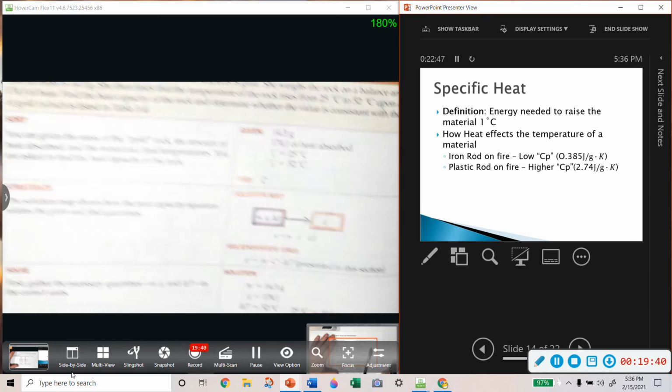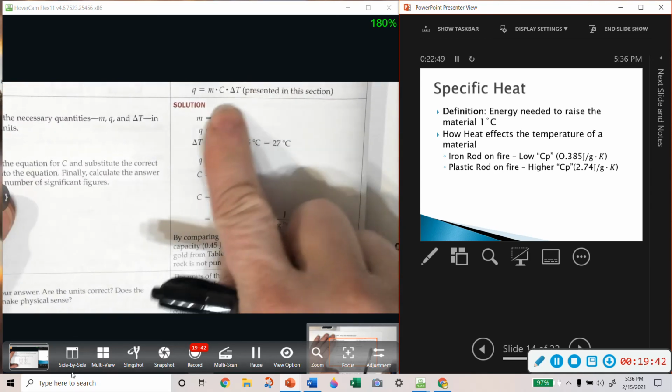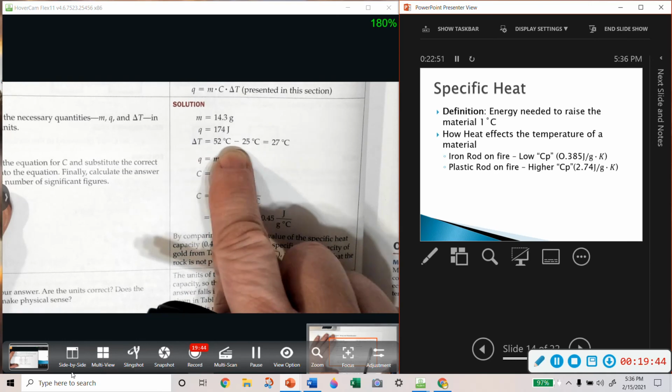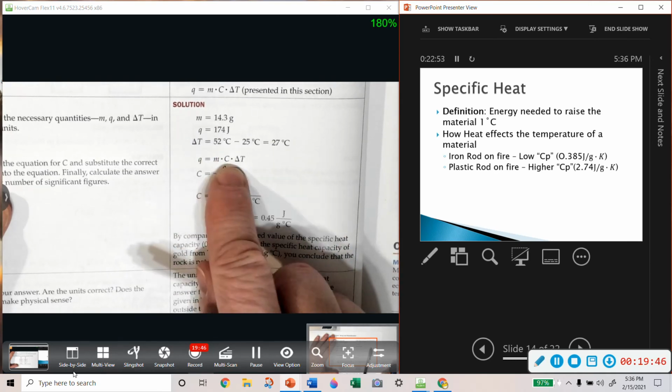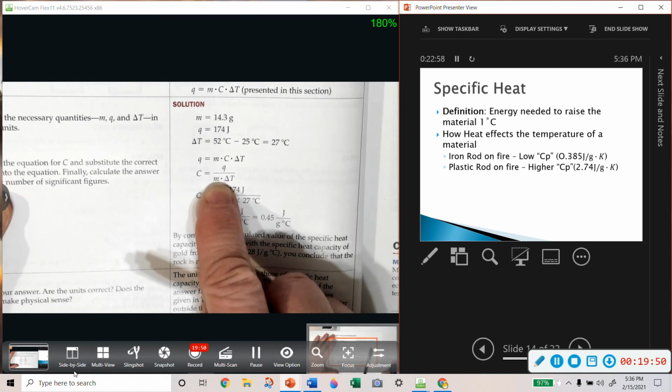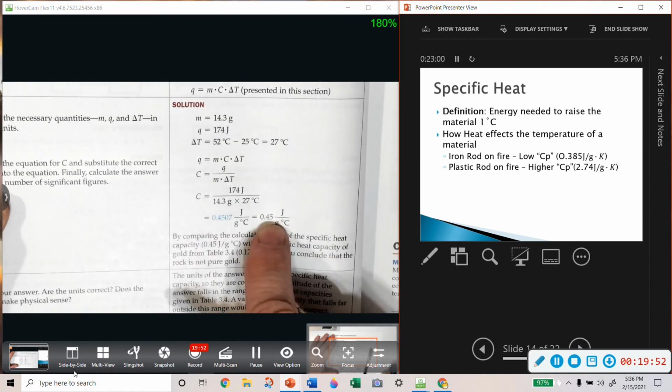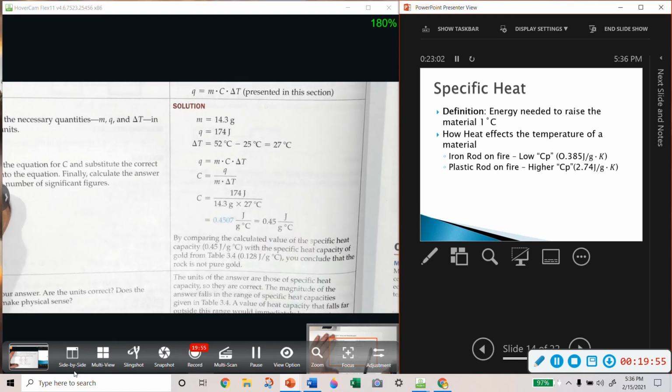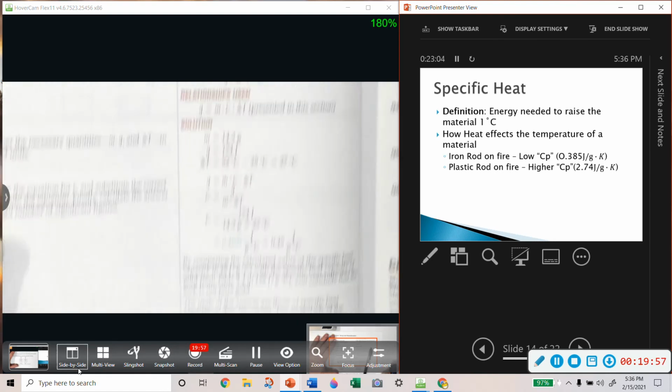And we go on down, and we see that they do the given list. They put the numbers in. They subtracted the temperatures, plugged everything in. They divided the things over they didn't want. We did divided 2, and they got an answer of 0.45 joules over gram degree Celsius. So that's how you do those problems.